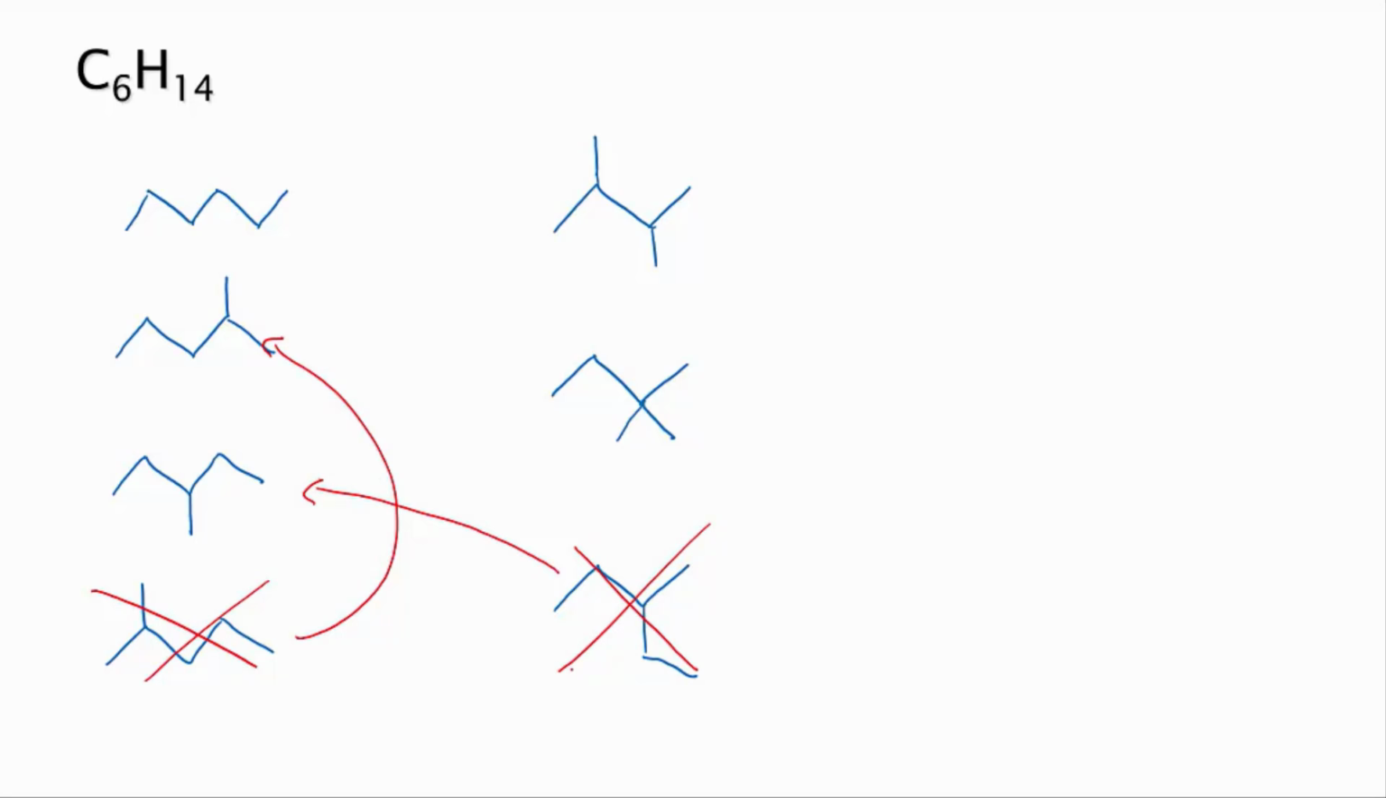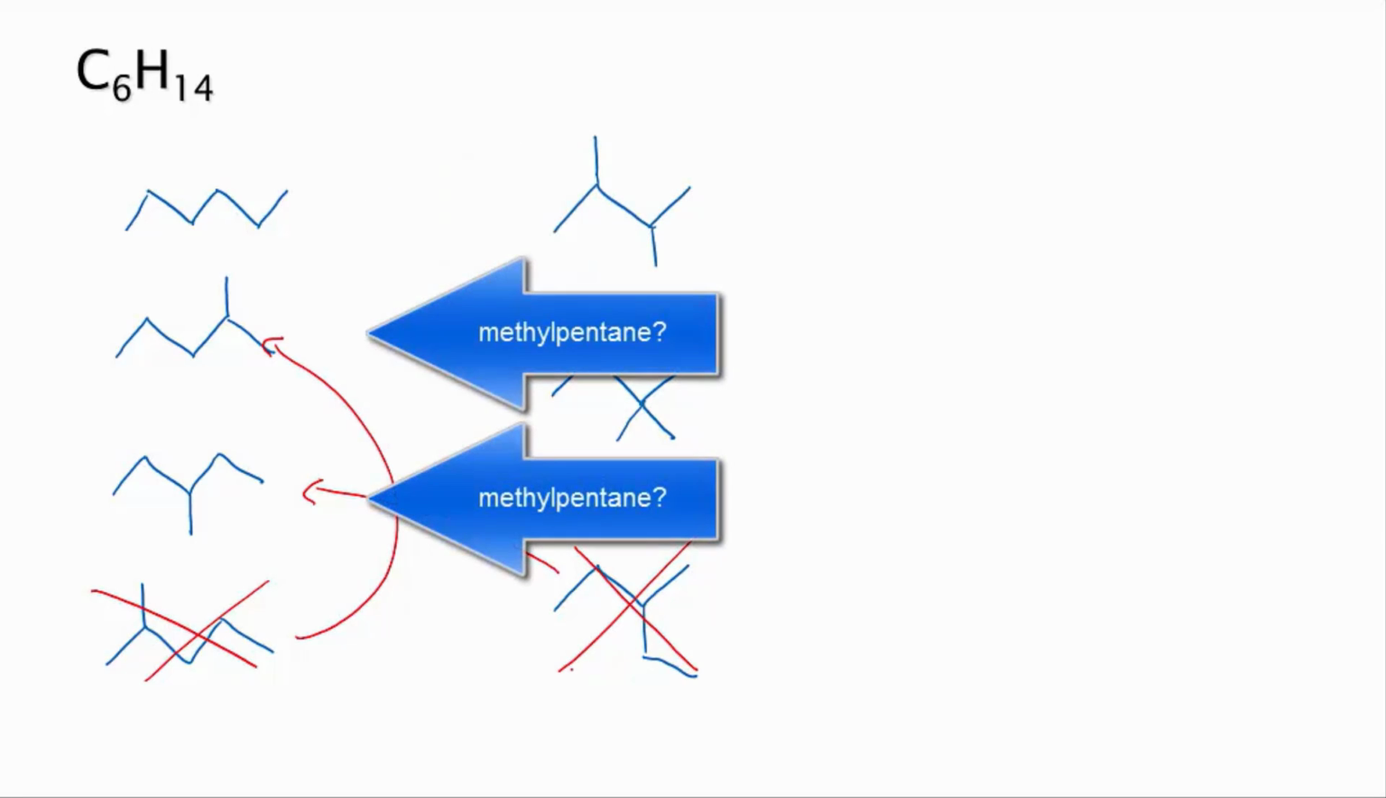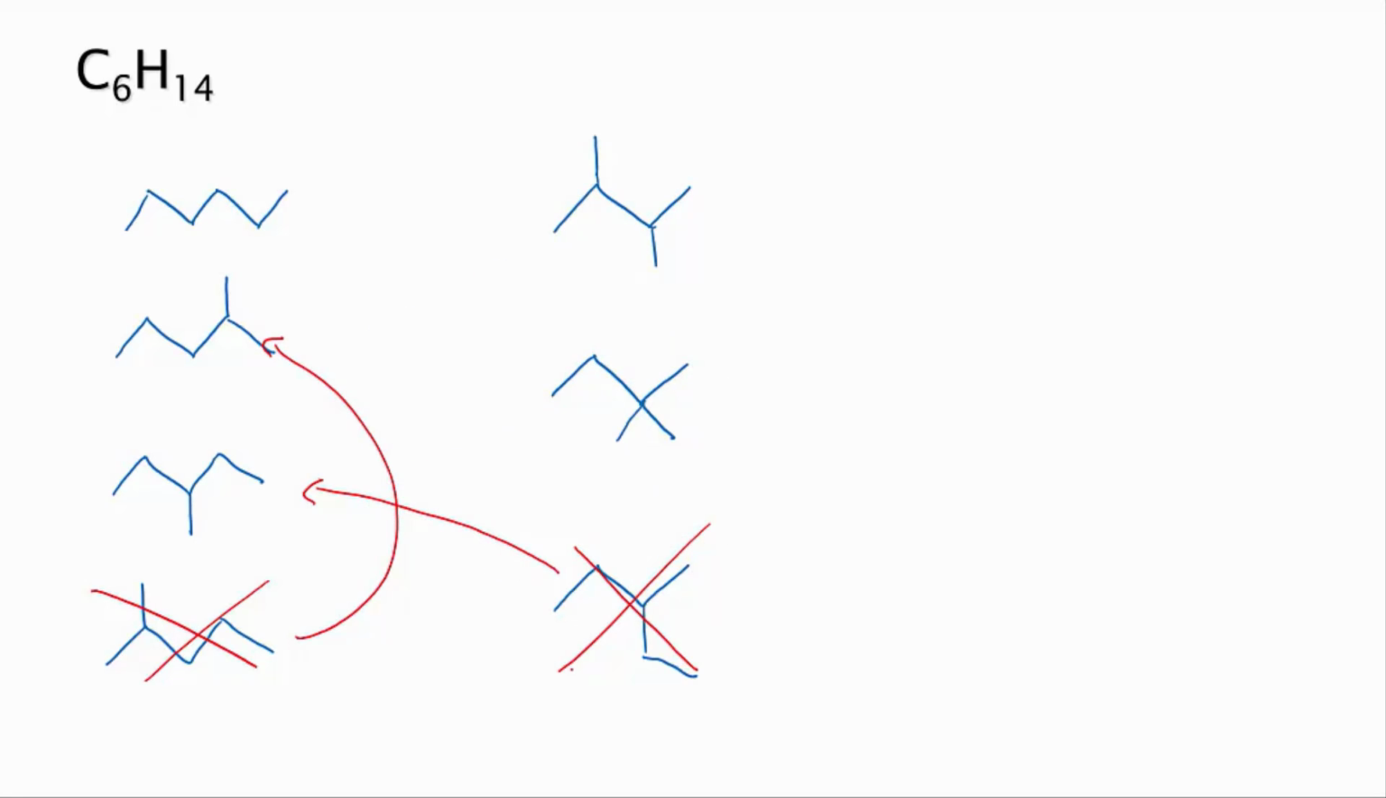Okay, so let's see if we can name these. The first is easy, that's hexane. But the next two are difficult. They both seem like they should be called methylpentane, but they're clearly different molecules, so we need a way of distinguishing between them. Can you think of a sensible way of dealing with this?